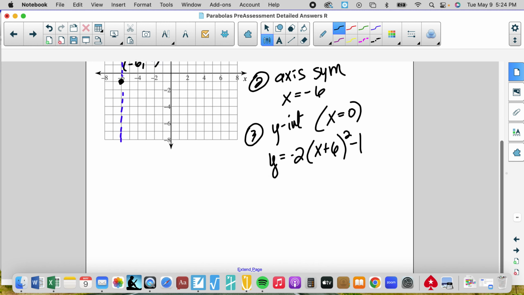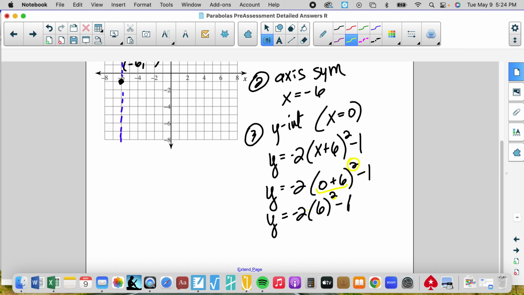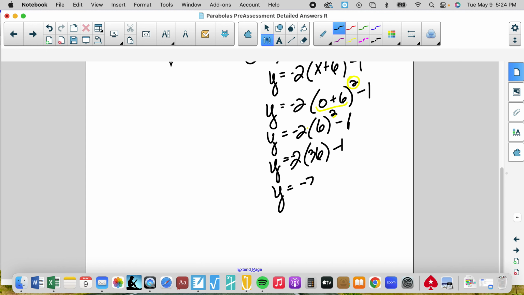All we did was we simplified this. That was my next step. I have to simplify inside the parentheses before I do my exponent. And now we're going to do the exponent before multiplication. So we're going to square 6, -2 times 36 minus 1. Oh, goodness. Oh, -72 minus 1, y equals -73.